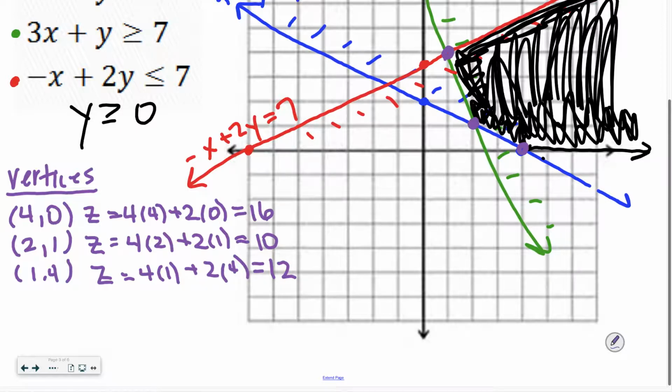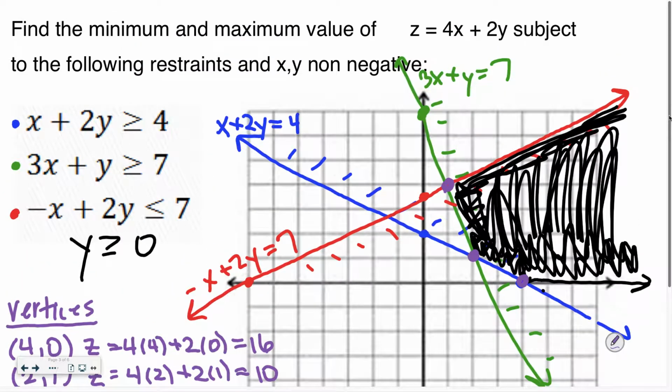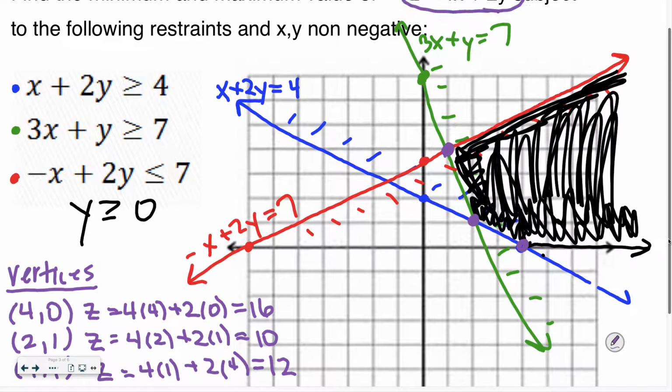Okay, I'm getting 16 for 4, 0, 10 for 2, 1, and 12 for 1, 4. Which equation did you put that into? The objective quantity. Yep, sorry. Nope, that's okay. I was trying to plug it into one of the inequalities. Oh, yes, that probably didn't matter.